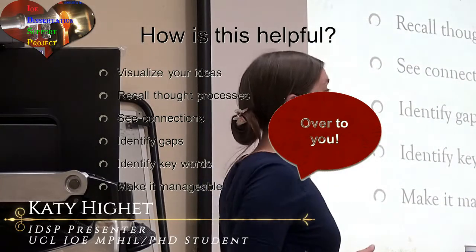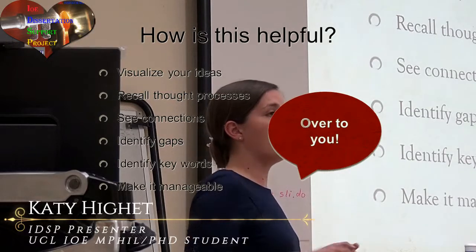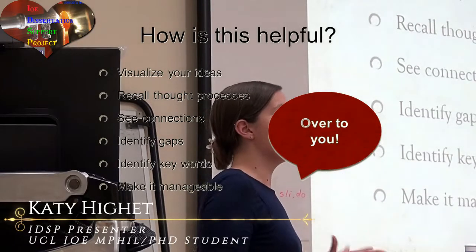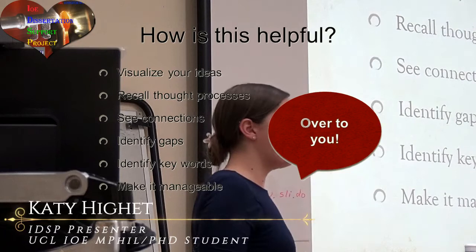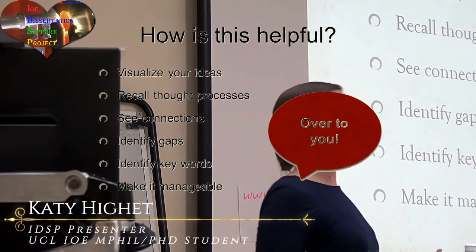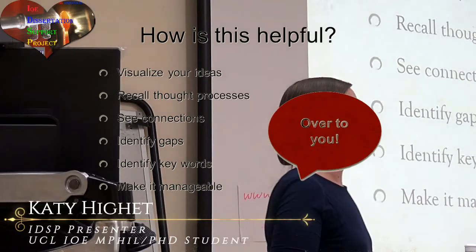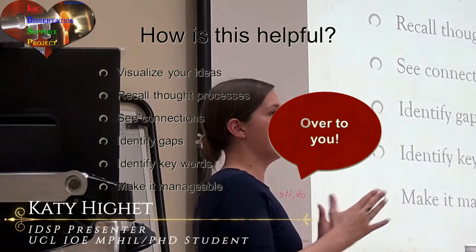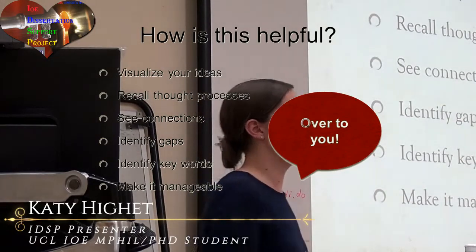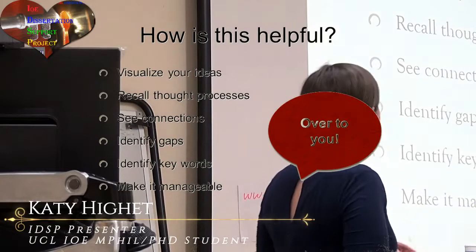It helps you identify keywords. You'll be writing a lot, talking about a lot of different themes. You might have certain themes that keep coming back up. Keywords are really important when it comes to your literature searching, because then it's going to help you narrow down how to find the information you need from the masses of literature.